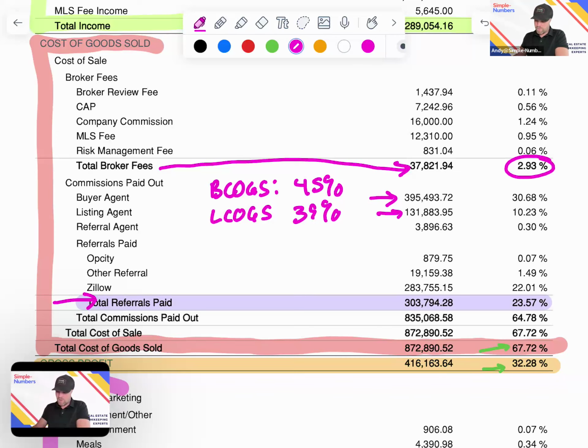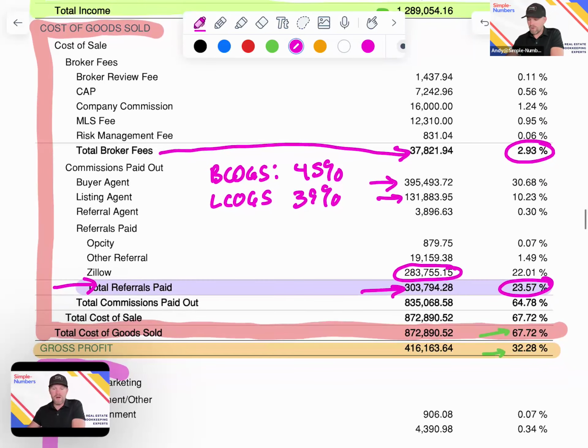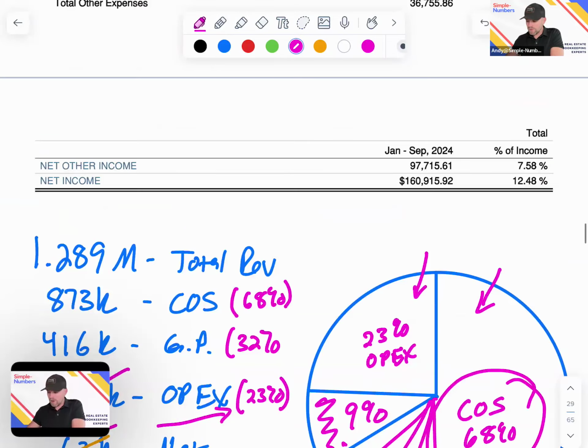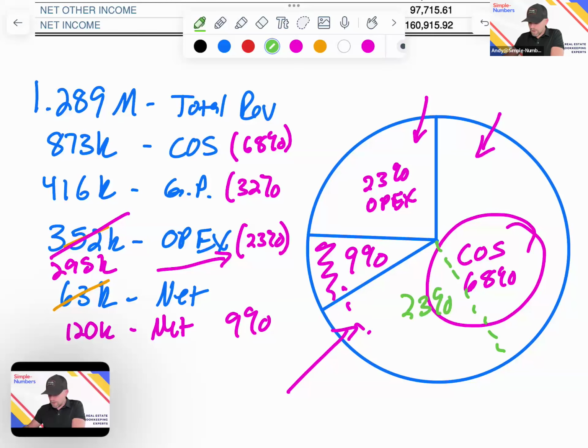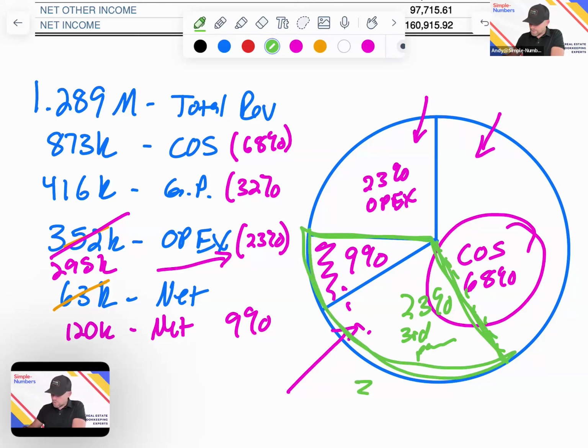Right here in purple, referrals paid, boom. Total 303,000. So 24% is going out in third-party referrals. There's our profit. The reason we're making almost no profit is because 23% of our cost of goods sold is third-party referrals. If we could get away from those and just turn that into profit, all of a sudden our profit without any owner production would go up to 32%.